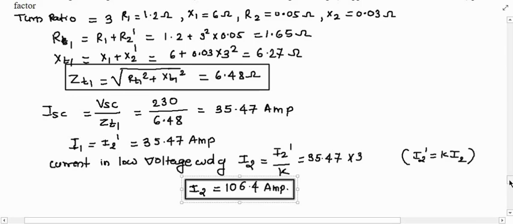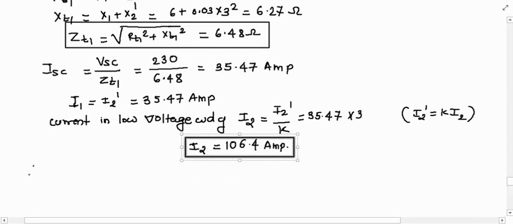Okay. Then now we can find out total copper loss. Therefore, total copper loss, that is WSC. This is the short circuit test, which is performed on the transformer. So WSC is nothing but I1 square into RT1. But what is I1? I1 is nothing but equals to your I2 dash.